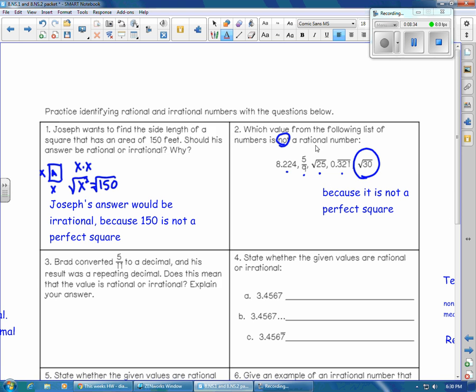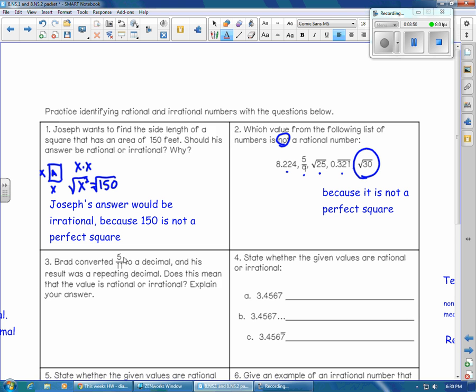Now, I know it doesn't ask us for a reason as far as why, but I want you to get into the habit of always giving a reason, at least in your mind. So if you're picking one and you're saying, this is my irrational number, just say in your head, why is it irrational? Well, actually, I want you to write it down.